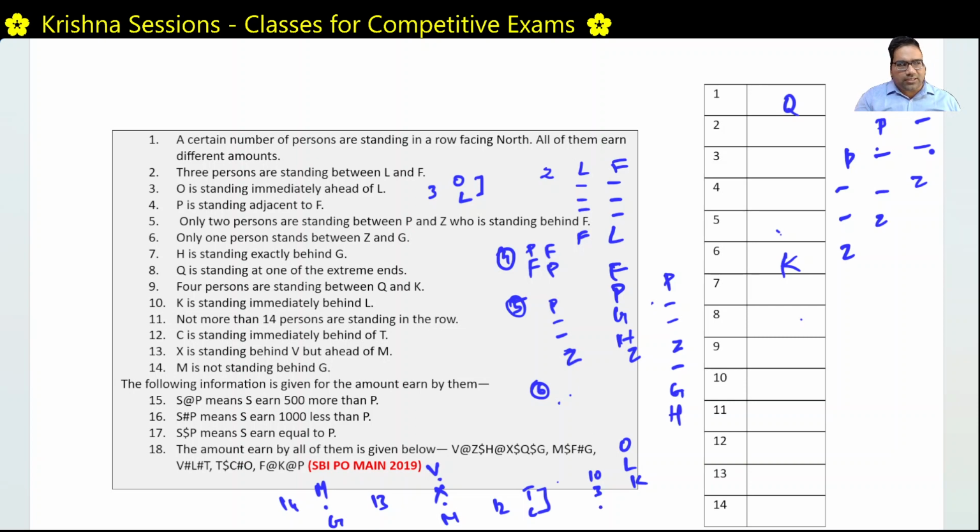Now, as per condition number 10 and 3, O, L, K are together. As per condition number 2, 3 persons are sitting between L and F. What does that mean? 1, 2, 3. This cannot be F. So what does it mean? F has to sit below L only. 1, 2, 3 and F. Line number will be F.